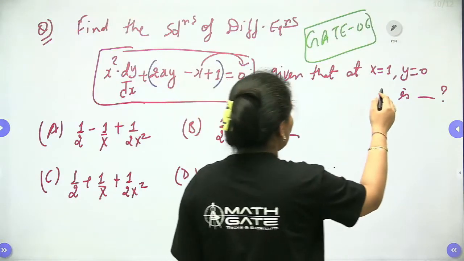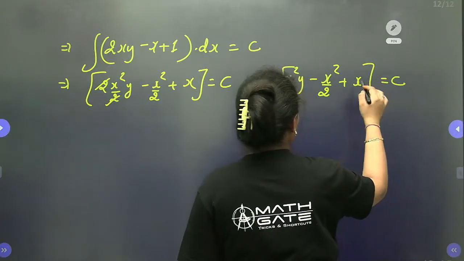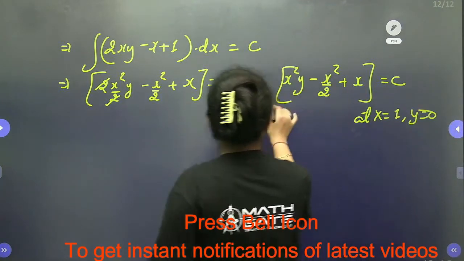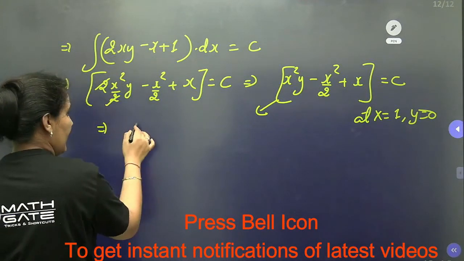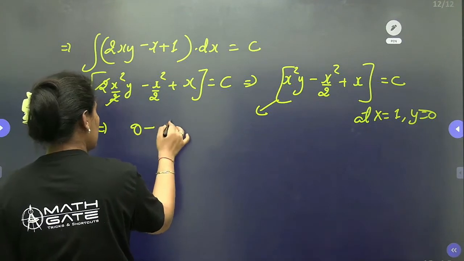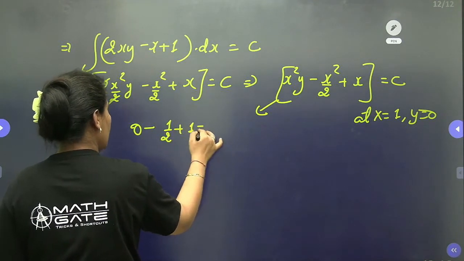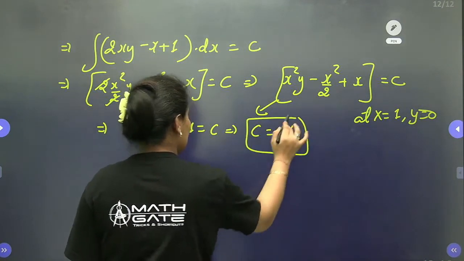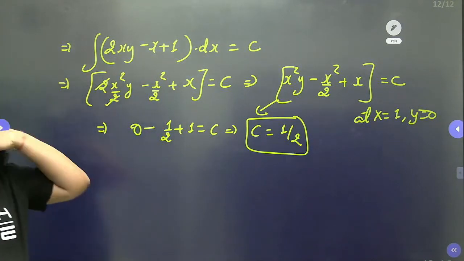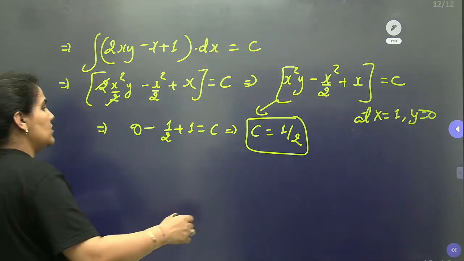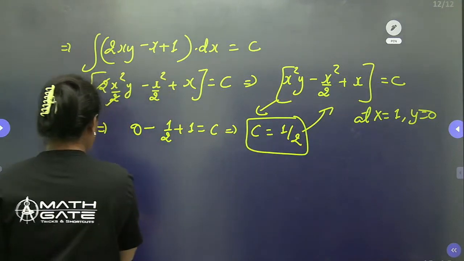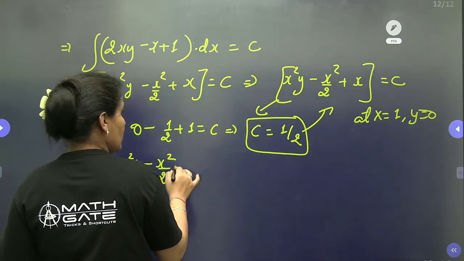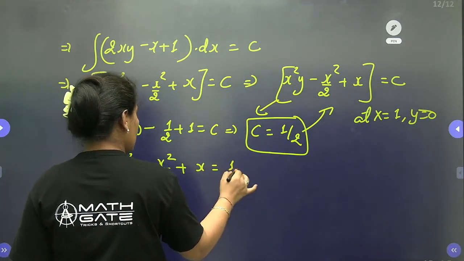We have the initial condition as x is equal to 1 and y is equal to 0. At x is equal to 1, y should be 0. So let's put here the condition x is equal to 1, y is equal to 0. It is 0 minus 1 by 2 plus 1 is equal to c. Hence it will be 1 by 2 only, guys. Yes, exactly. So the value of c is equal to 1 by 2. You can put the value of c in that equation. So when you put it here, it will become x square y minus x square by 2 plus x is equal to 1 by 2.